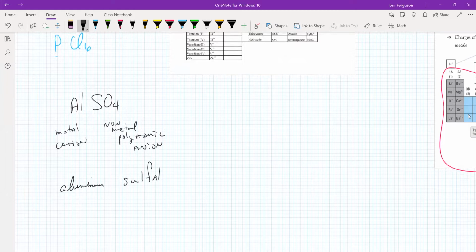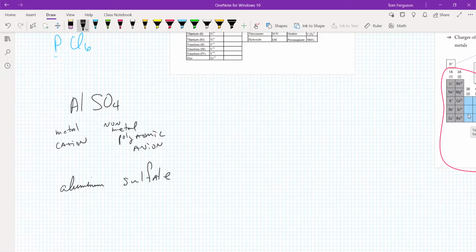Sulfate. Now, the first question is, I wrote AlSO4. Is that a legal formula? Yes. Why do you say yes? Well, we have the metal cation and the non-metal anion, and they like to pair up. That's right. There's one more requirement, though.